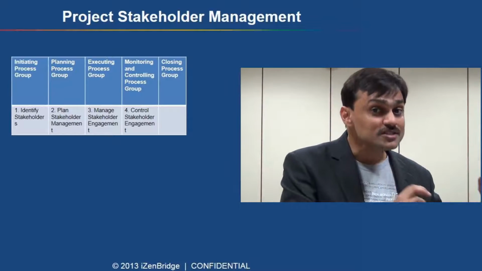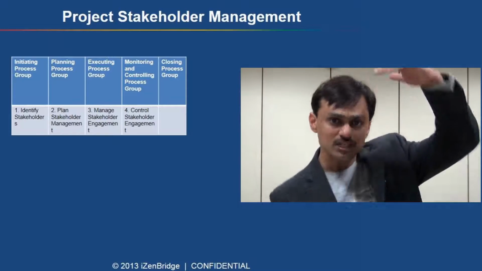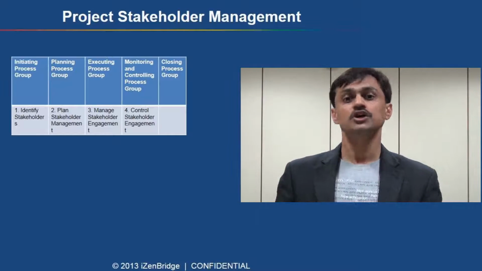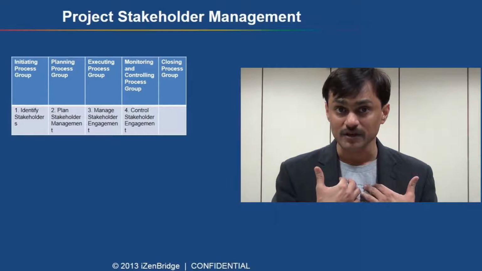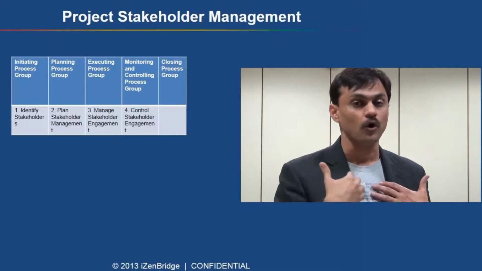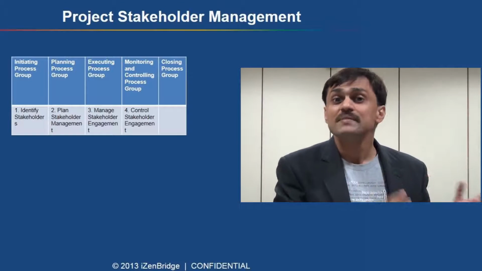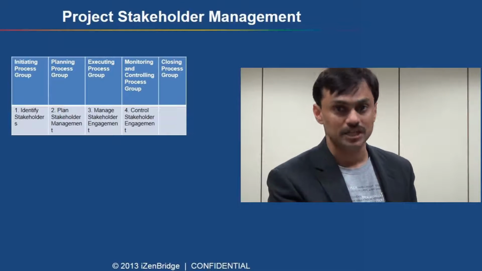Since it's the initiating process group activity, in this process we end up with a list of individuals, groups, institutions, bodies which may have positive or negative impact coming out of our project. So they are getting influenced because of our project. Now after making that list, we need to plan how are we going to engage them.